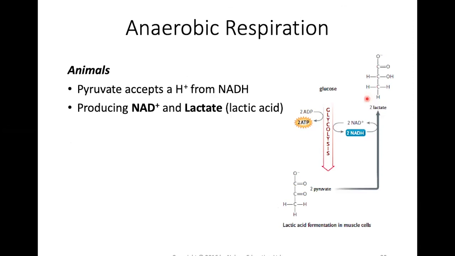Now, in animals, it's a little bit different in terms of the byproduct. We're able to, in anaerobic conditions, convert that pyruvate directly into lactate, which is also known as lactic acid. And this is what occurs within our muscle cells. This is the burning sensation that you feel if you've been working out and you're in a situation where you have an oxygen debt. As we run out of oxygen and we don't have enough to make ATP through aerobic methods, then we are going to be relying on glycolysis to produce that ATP. And then the byproduct is going to be that lactic acid buildup in our muscles.